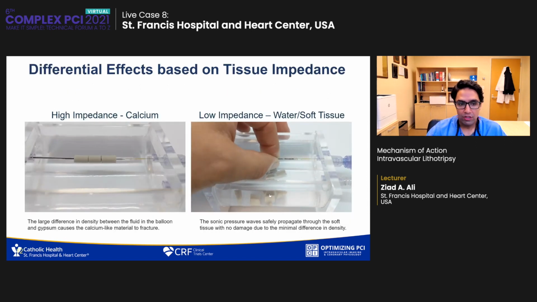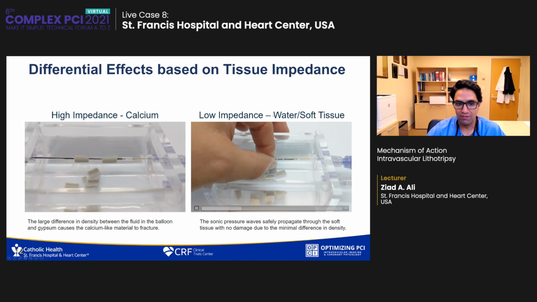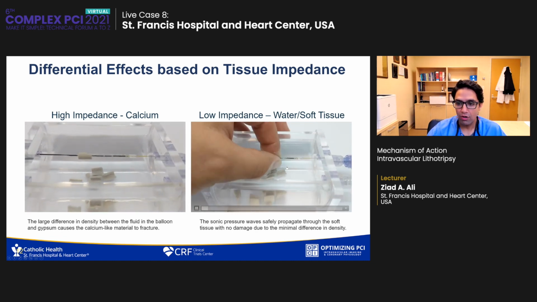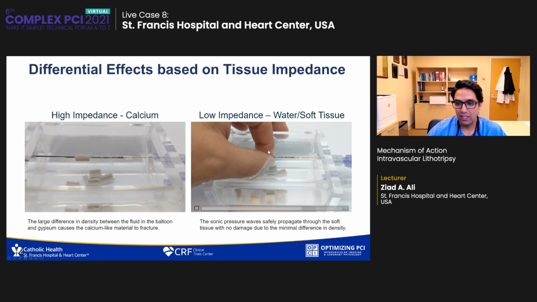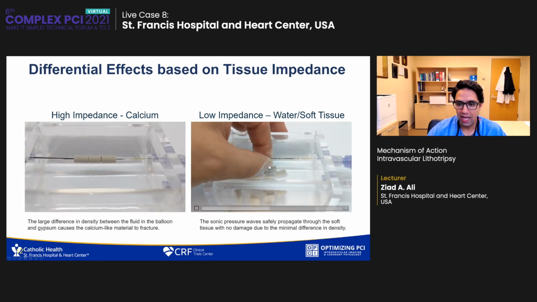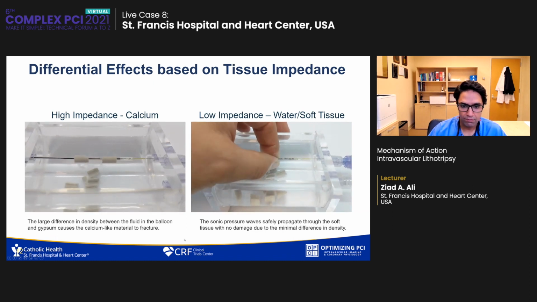Now, it's important to note that the reason Shockwave works, and is hard on hard and soft on soft, is because of impedance. If you take a lithotripter and turn it on in water, you don't even get a wave. That's because the impedance of water is very low, but the impedance of calcium is almost 5-fold higher. And so that's why you're able to actually touch soft tissue, which has an impedance very slightly higher than water, compared to calcium, which is many magnitudes higher.